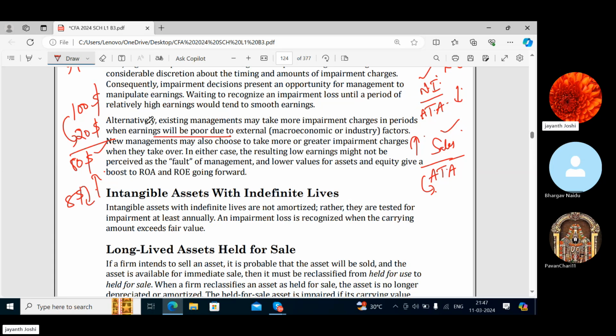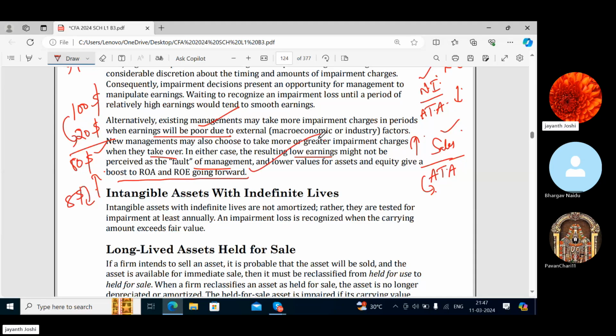Alternatively, existing managements may take more impairment charges in periods when earnings will be poor due to external factors. New management may also choose to take more or greater impairment charges when they take over. In either case, the resulting low earnings might not be perceived as the fault of management, and lower values of assets and equity give a boost to ROA and ROE going forward.